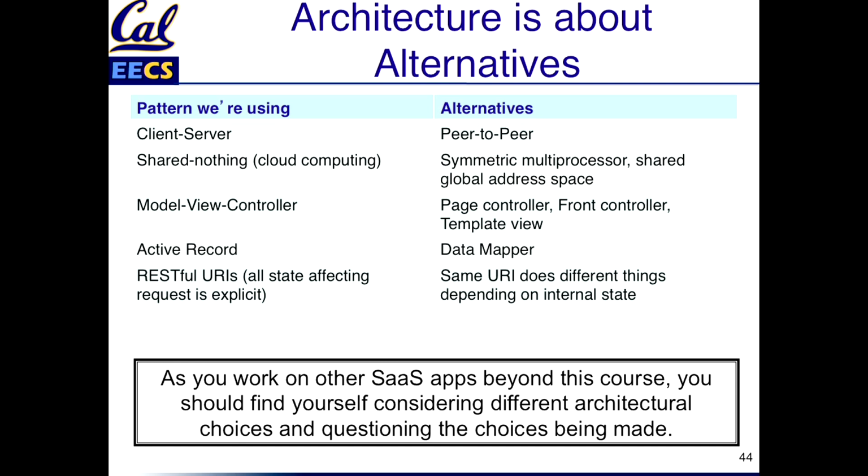It doesn't always get the credit it deserves. Lastly, remember that architecture is about making choices among alternatives. And we've tried to show every time we're making a choice in this course, what are some alternatives that we're leaving on the table and why?